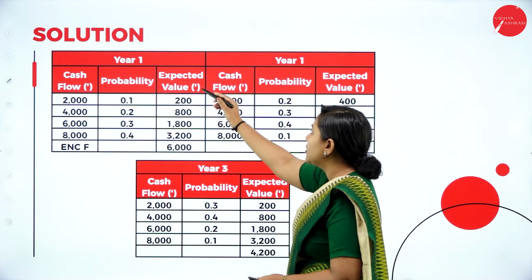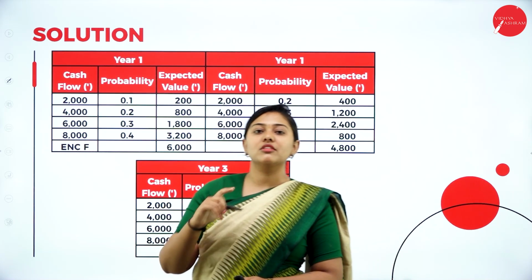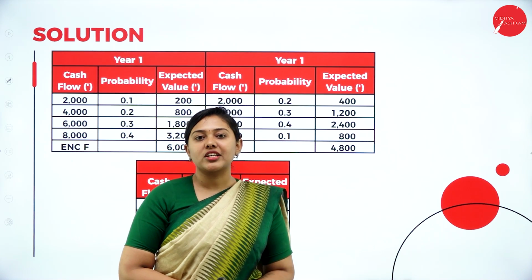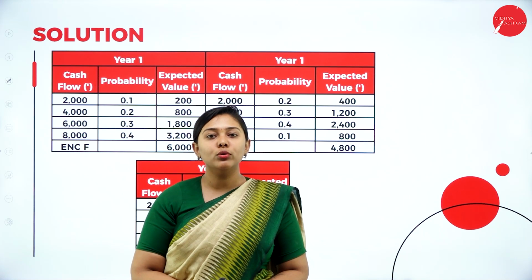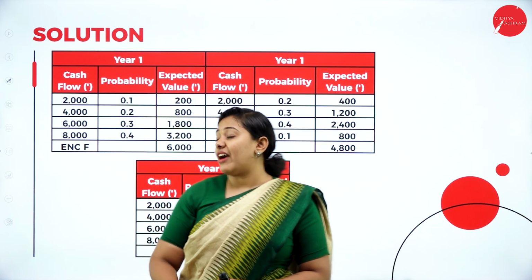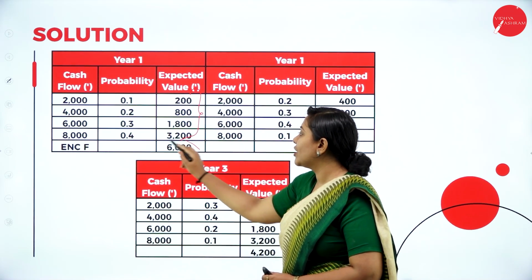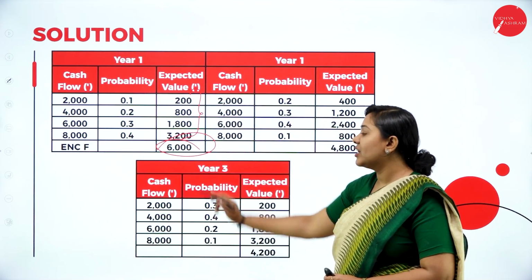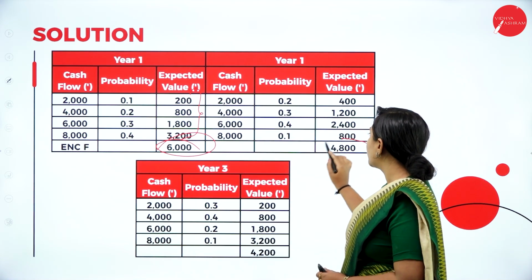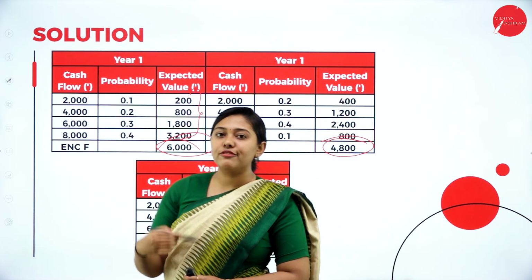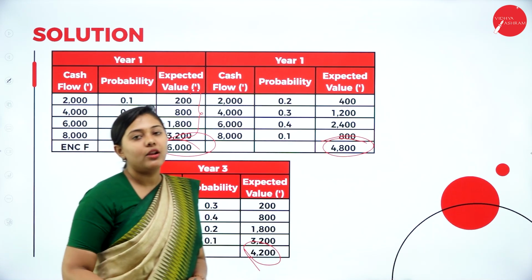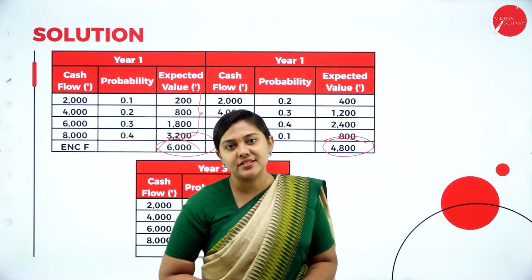So year 1. So how do you calculate? The first step is what? The first step is to calculate your expected net cash flow. How do you calculate your expected net cash flow? Net cash flow into probability. You will get your expected value. The summation of the expected value, the total of all the possible events will be 6,000 for year 1. For year 2, it will be 4,800, and for year 3, it will be 4,200.